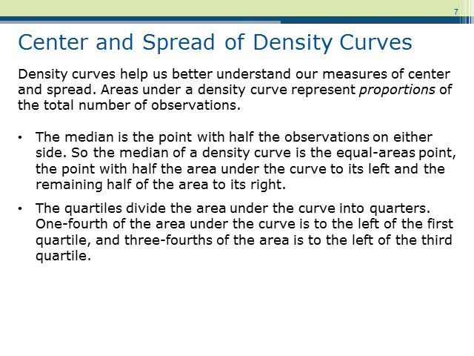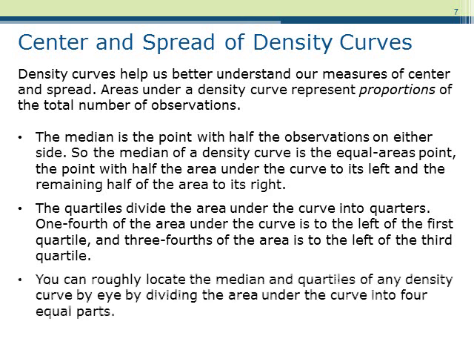The quartiles divide the area under the curve into quarters. 1/4 of the area under the curve is to the left of the first quartile, and 3/4 of the area is to the left of the third quartile. You can roughly locate the median and quartiles of any density curve by dividing the area under the curve into 4 equal parts.